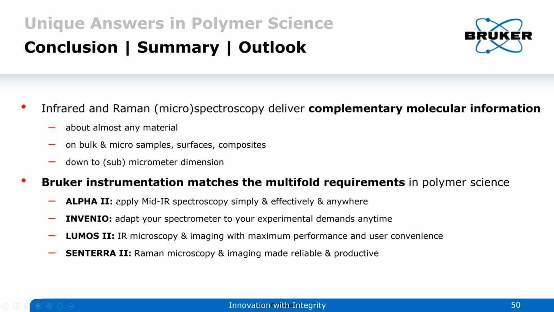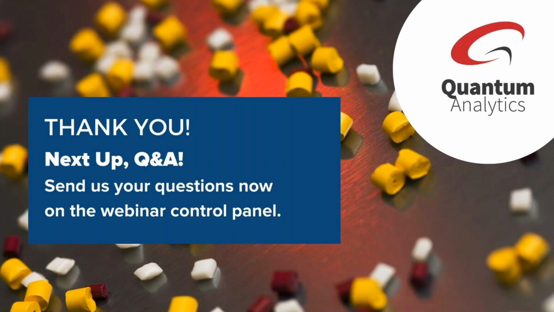And the Alpha 2 is the tool really of choice for scientists in this field for doing the analysis of larger particles and such. And if you need to go to other spectral ranges or time-resolved measurements or other specialized applications, you can go to the Invenio. And then the Lumos 2 and the Centera 2 are our IR and Raman microscope platforms that are well proven in the industry. And with that, I'd like to thank you for your attention and move to the Q&A session.